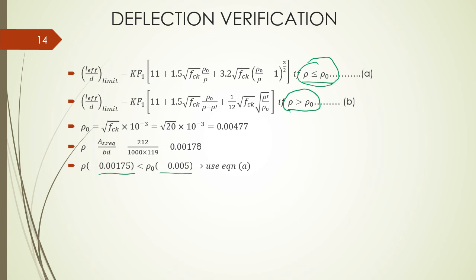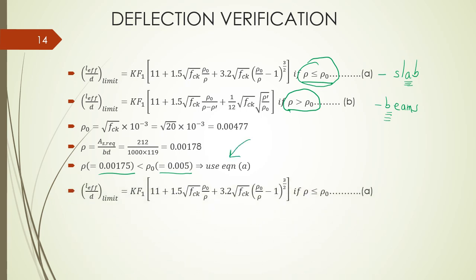which is what we'll expect. Most of the time, we end up using equation A for slabs, and most of the time we'll end up using equation B for beams. But always remember, that's just, say, a rule of thumb, and it does not always happen that way. You always need to do this check to know whether exactly you need equation A or equation B.